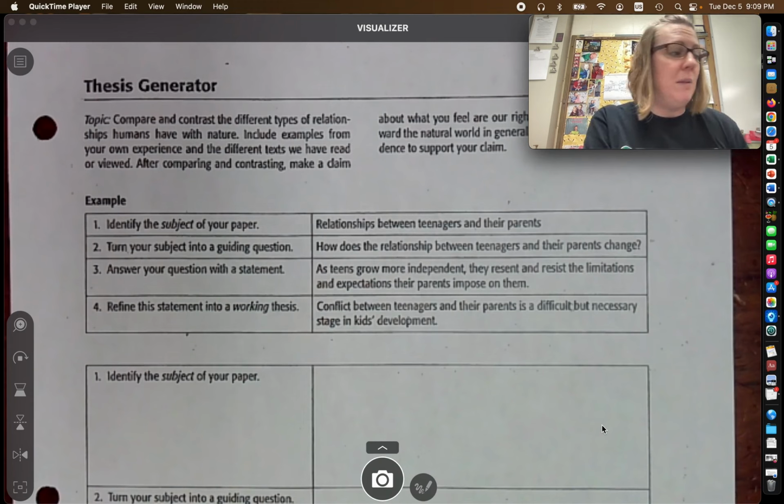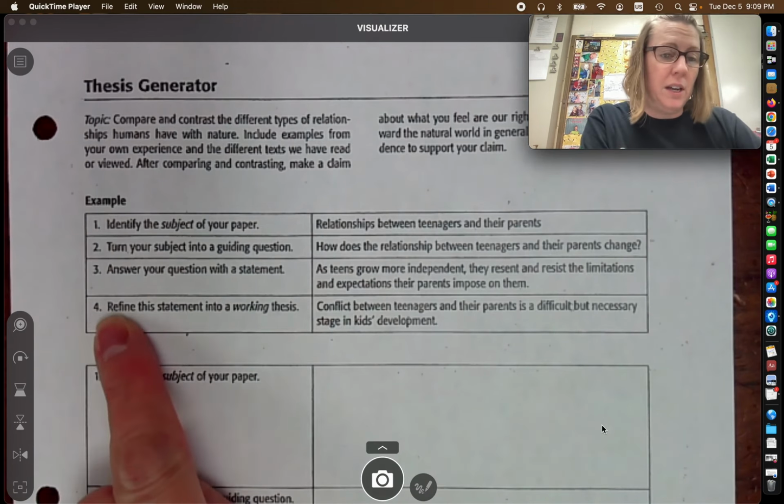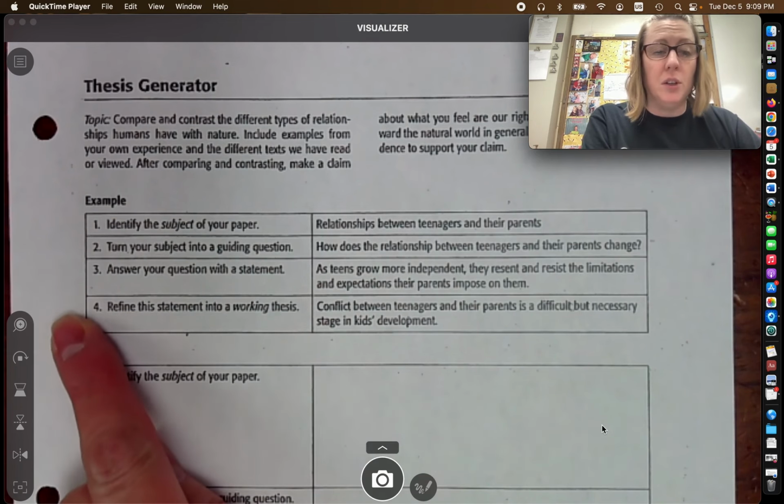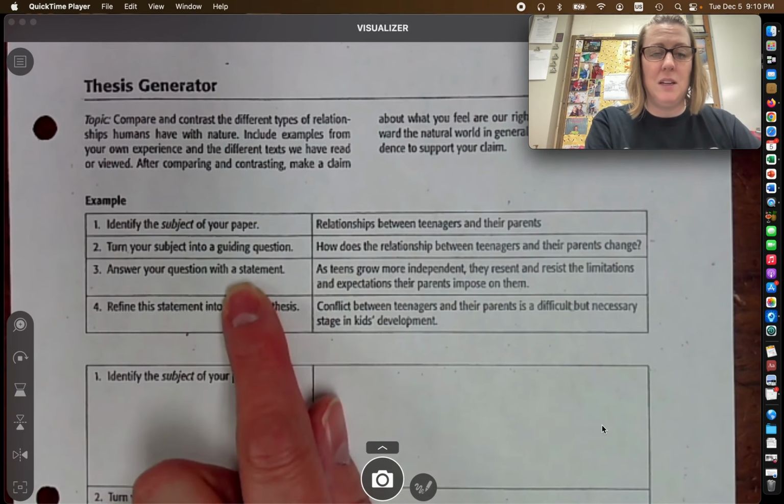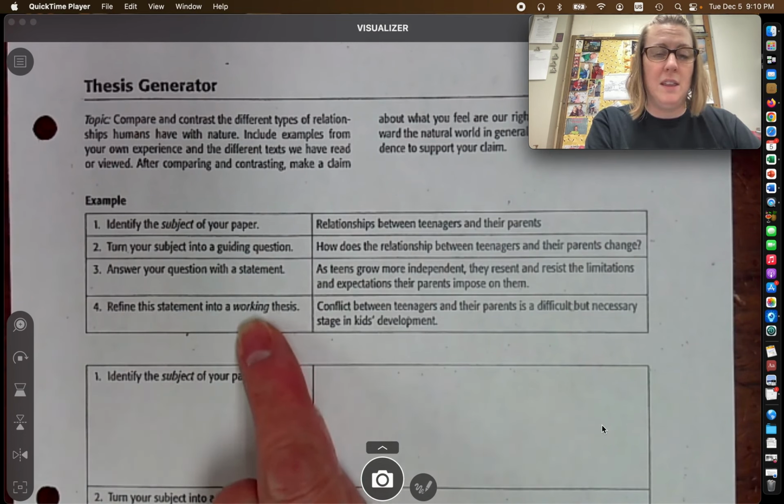So we want to make sure that we follow step 4. Step 4 is the most important part of this whole process. On your own papers, I would put a star next to step 4 because step 4 is the key. You are going to be then refining this thesis statement that you just made in 3 into a working thesis.